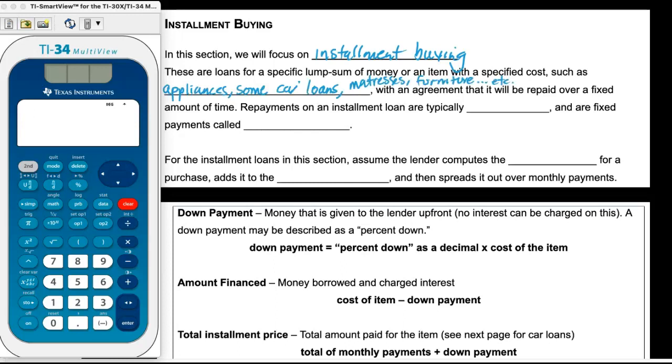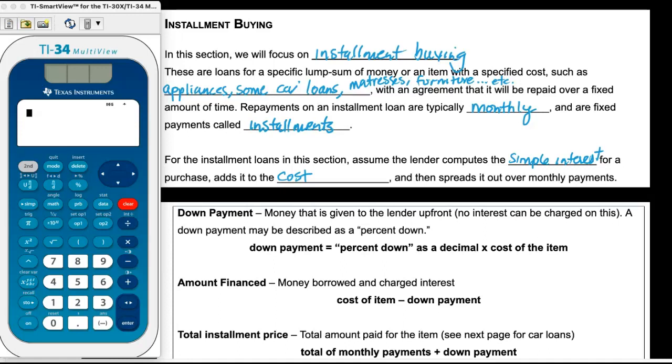So instead, they go into an agreement with the seller that they will repay the cost of this item over a fixed amount of time. Typically, these repayments are monthly and they are usually called installments. For the installment loans in this section, we're going to assume the lender computes the simple interest for a purchase, adds it to the cost of the item, and then spreads that total over monthly payments.